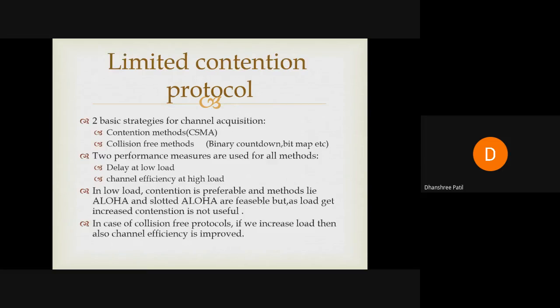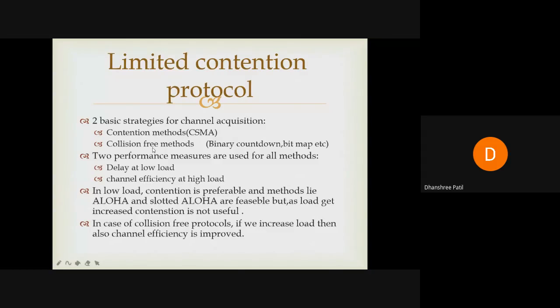So the next point for this chapter is the limited contention protocol. Up to this point, the protocols we have seen depend upon two basic strategies. The first is the contention methods, that is CSMA, which means first check the status of the channel and then transmit, so collision can occur. The second strategy was collision-free protocols, where collision is avoided, that is the binary countdown and bitmap protocols.